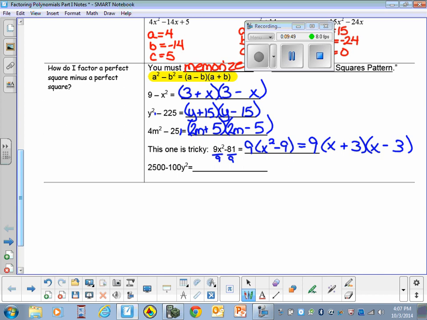The next one is also tricky. I can divide out 100 from both of these. That leaves me with 25 minus y squared. I have a perfect square minus a perfect square. So 100, 2 sets of parentheses. The square root of 25 is 5. The square root of y squared is y. One has to be addition. One has to be subtraction.